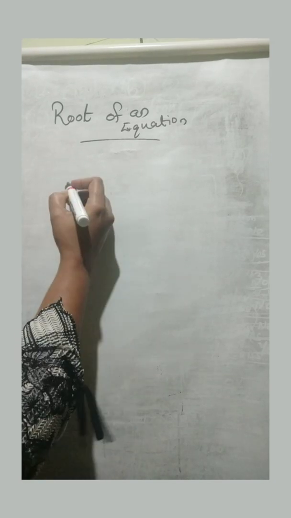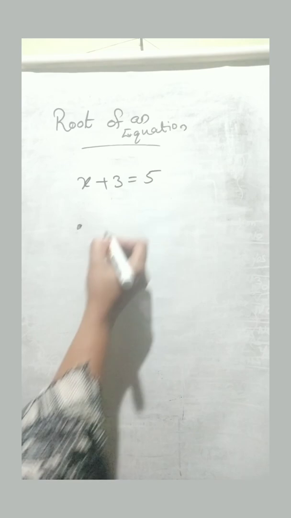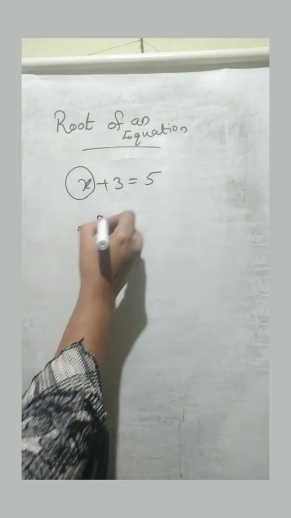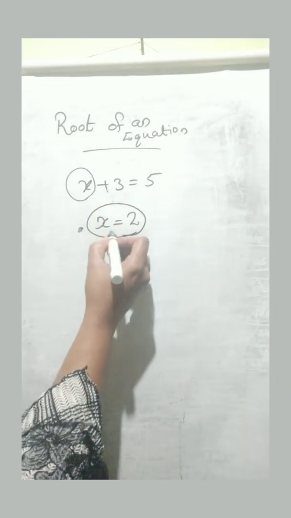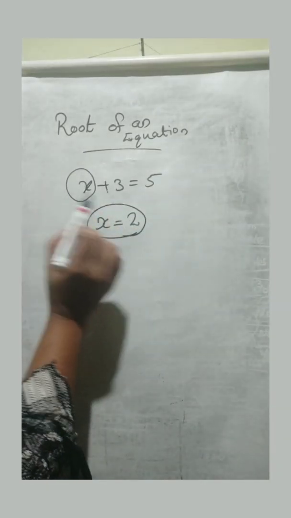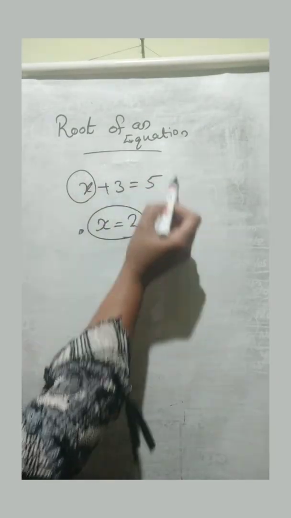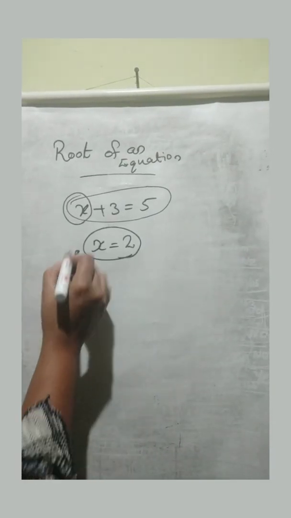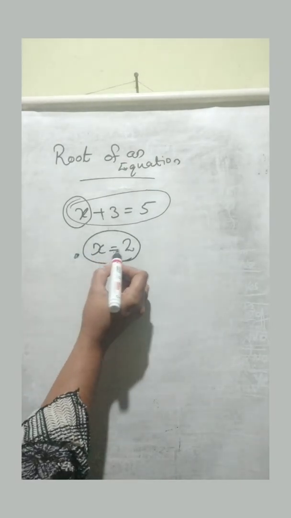That is, for this equation x plus 3 is equal to 5, here we know that the root of the equation is x equal to 2. Then how can we check that this value is suitable for this statement? x plus 3 is equal to 5 is the statement. Here we can substitute the value x equal to 2.